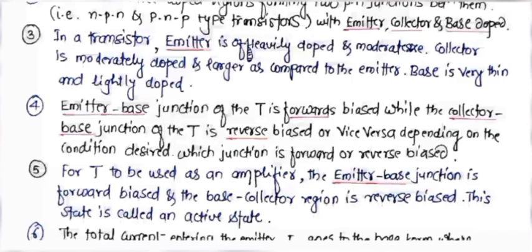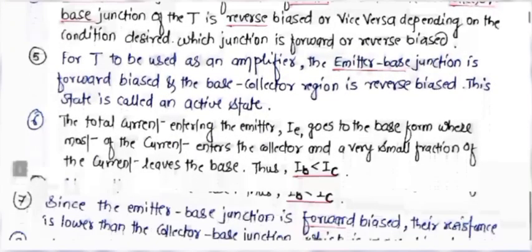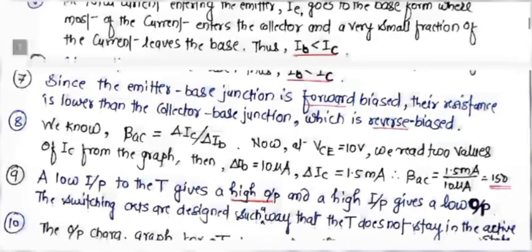Total current entering the emitter, that is emitter current, goes to the base from where most of the current enters the collector and a very small fraction of current leaves the base. Thus, base current is less than collector current. Since the emitter base junction is forward bias, their resistance is lower than the collector base junction, which is reverse bias.